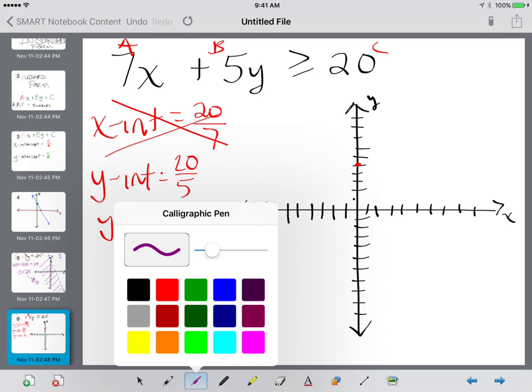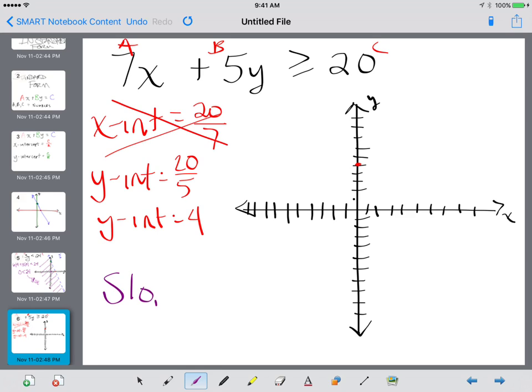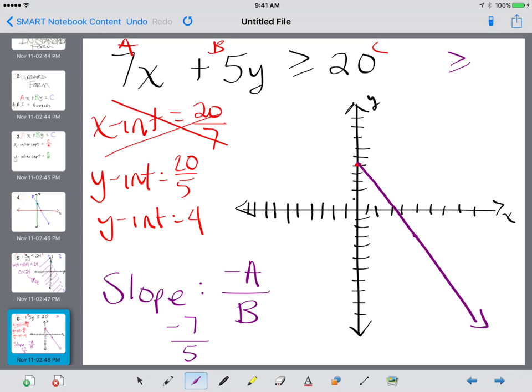Here is a quick way to find the slope. The slope is going to be negative a over b. So our slope in this case would be negative 7 over 5. So from that y-intercept, you're going to count your slope. You're going to go down 7 and to the right 5 until you reach this point right here. Now you can take these 2 points and connect them. Because our inequality has a line underneath, I can connect these points with a solid line.